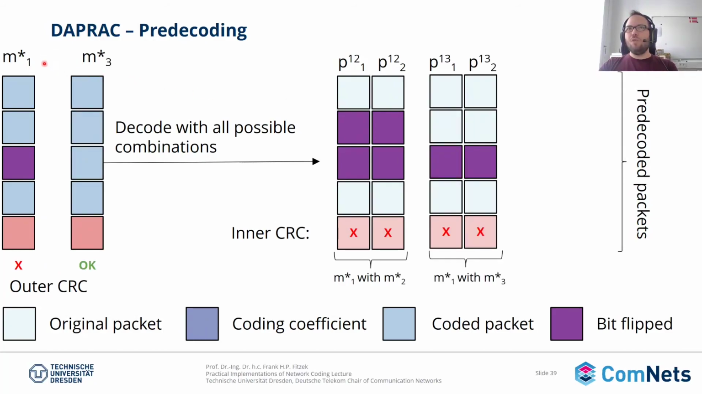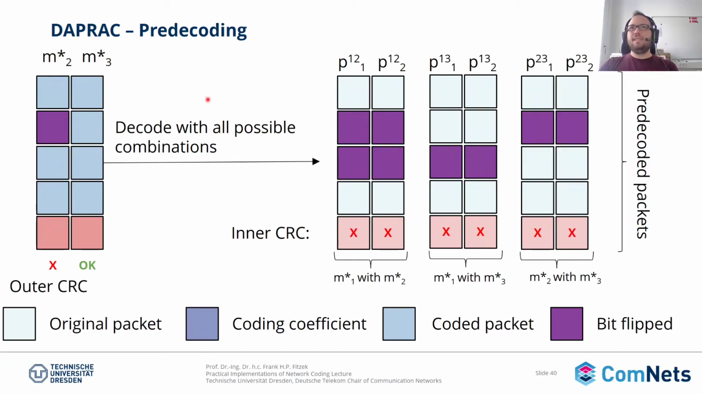Then we take M1 star and M3 star and we decode, and it looks like this. And then we take M2 star and M3 star and we decode, and it looks like this. Because we are seeing this from a God view perspective, we know where the errors are. If you try to decode like this, you know that the errors will appear in those positions, right?